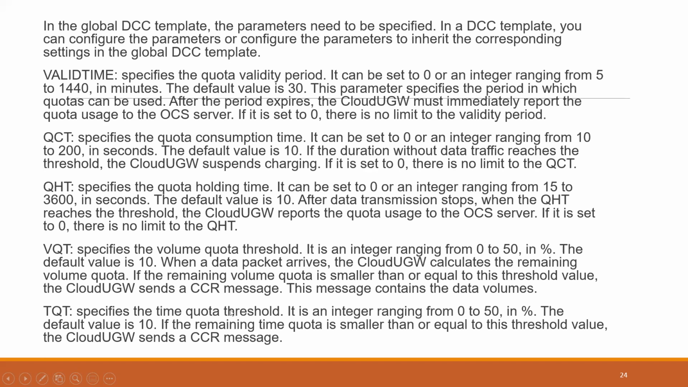Similar is the time quota threshold. It is basically a time which specifies when a new quota is to be requested. If the remaining quota time is smaller than or equal to this threshold, the GGSN is going to send a CCR message request. So these two parameters indicate when a CCR message is going to be sent for an updated quota request.